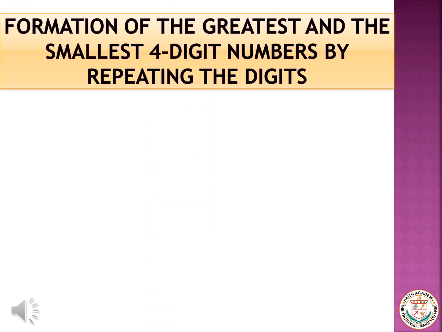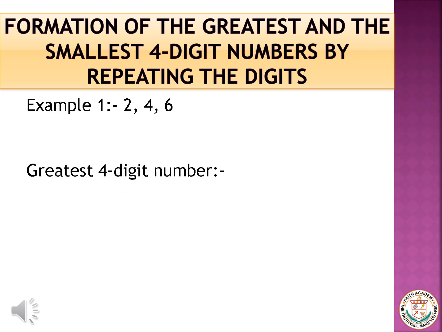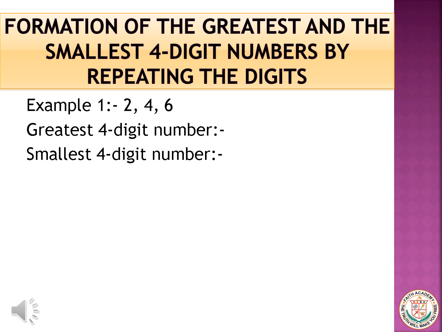Children, we have learnt how to form the greatest and the smallest numbers without repeating the digits. And now we will learn how to form the same using repetition of digits. So let us take an example. We have to make a 4-digit number using the digits 2, 4 and 6. As we can see, we only have 3 digits here, but we have to make a 4-digit number.